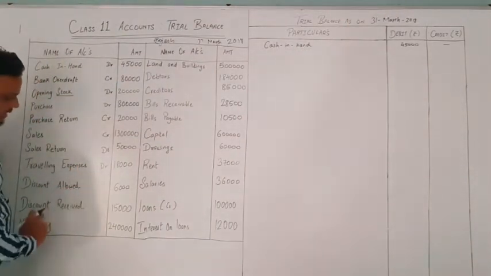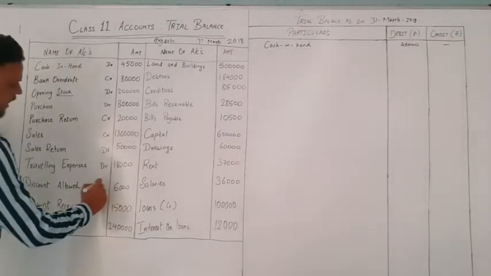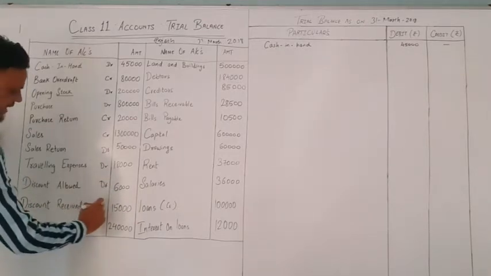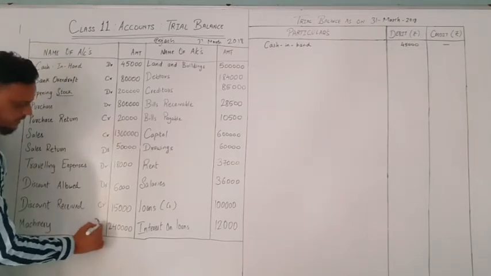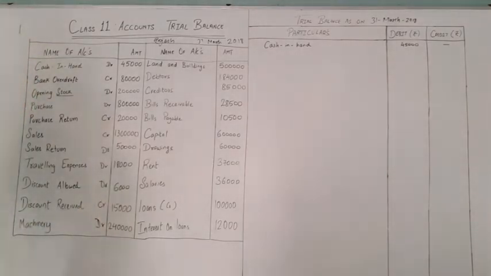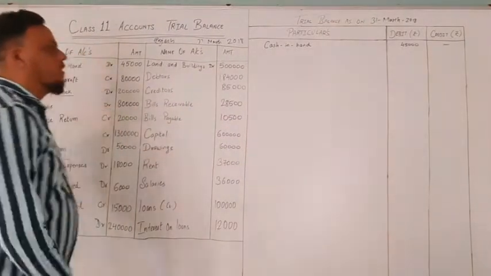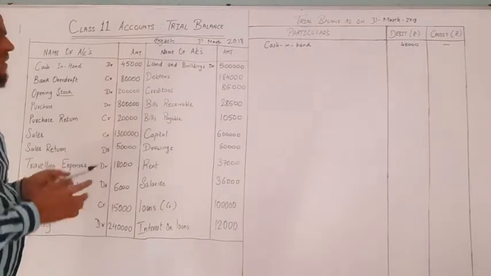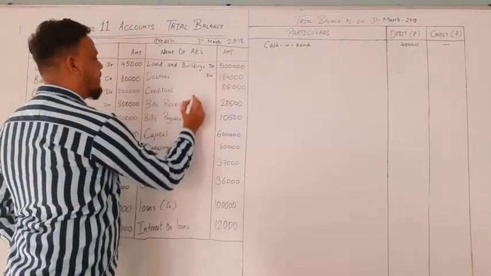Discount allowed and discount received are both different. Discount allowed means debit, whereas discount received means credit. Machinery is an asset, that's why it is considered as debit. Land and buildings is also a debit, because land and buildings are fixed and are considered fixed assets. Now debtors are also in debit.